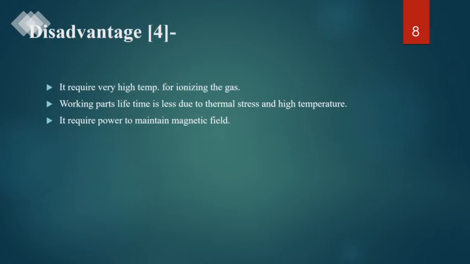The second thing is that continuous cooling is required for the electrodes, otherwise they deform in shape or, due to thermal stress, they can be damaged. It requires more power to maintain the magnetic field. So in simple words we can say that the main disadvantage is that it requires more power to produce heat and power to cool the electrodes, so it consumes more power as compared to others. This is the main disadvantage.